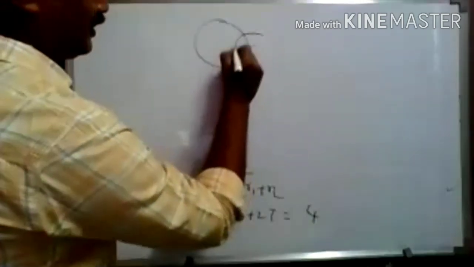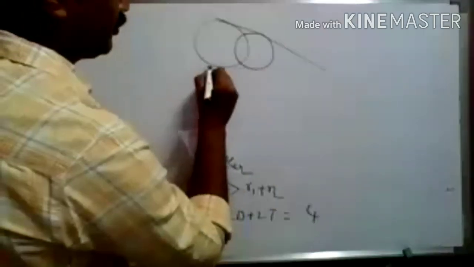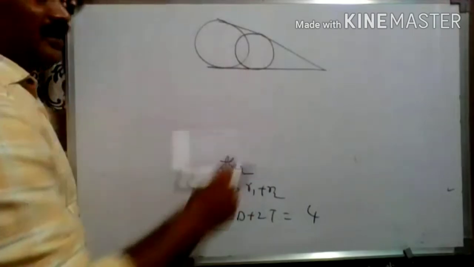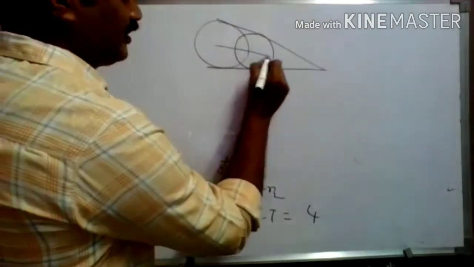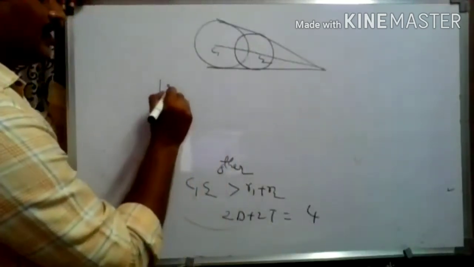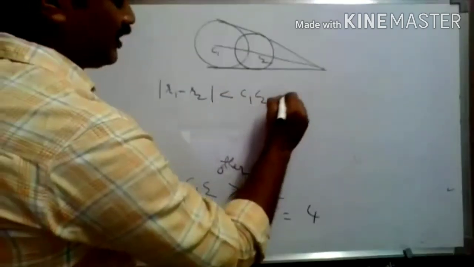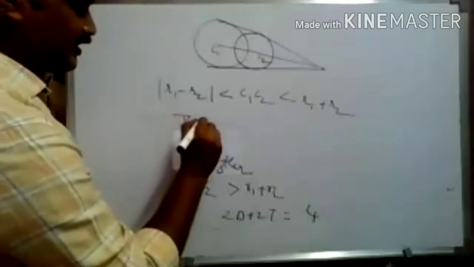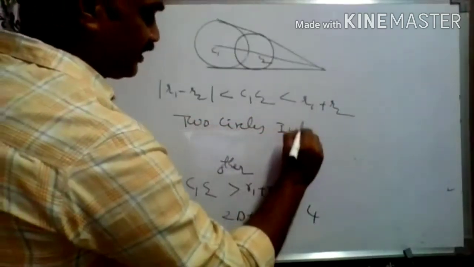Two circles intersect. Students, how many common tangents can be drawn? Only two common tangents. Two common tangents are direct common tangents. Here, what is the condition, student? This is C1, this is C2. So mod of R1 minus R2 is less than C1C2 is less than R1 plus R2. Two circles intersect each other.